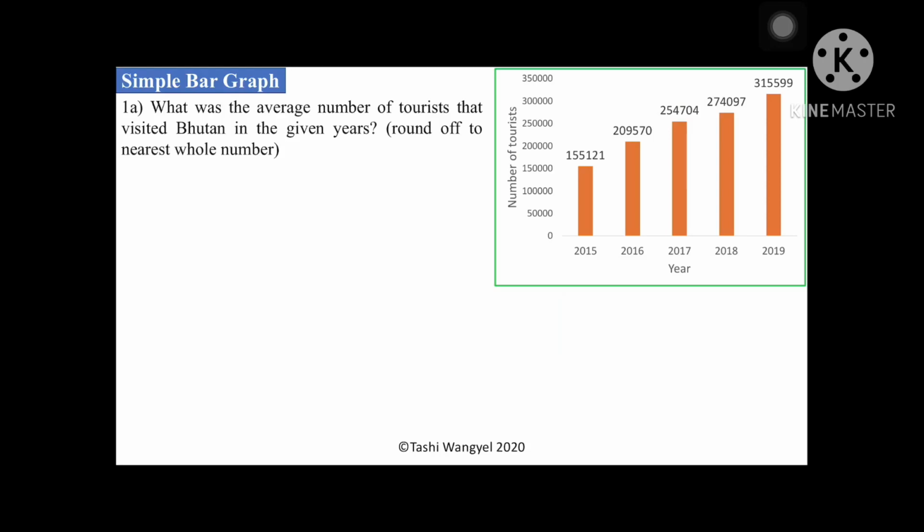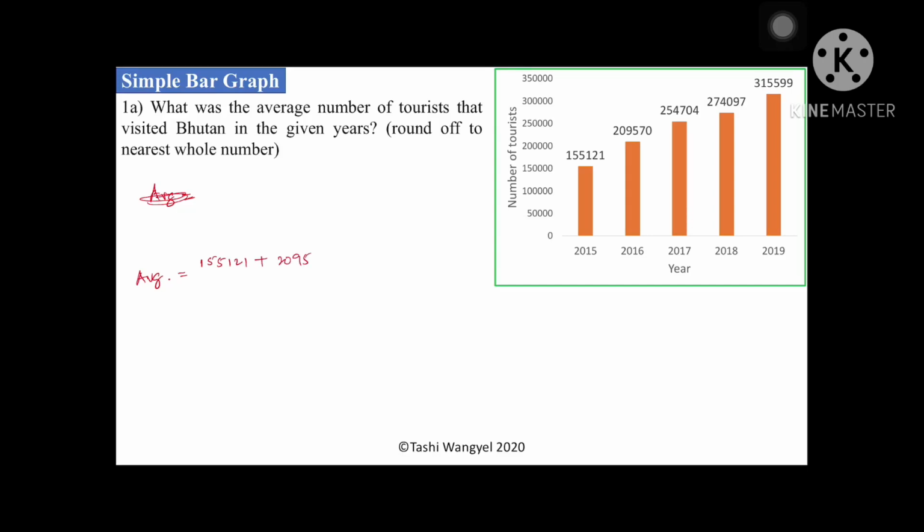Question 1A: what was the average number of tourists that visited Bhutan in the given years, rounded off to the nearest whole number? We have to find the average tourist visitors from 2015 to 2019. The average is the sum divided by the number of years.